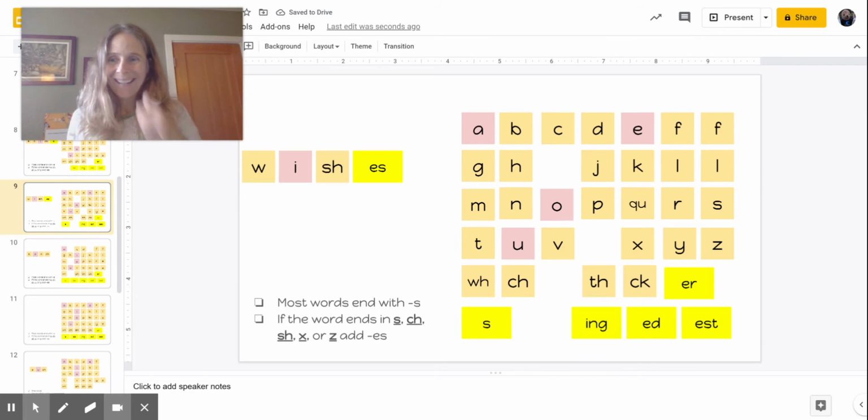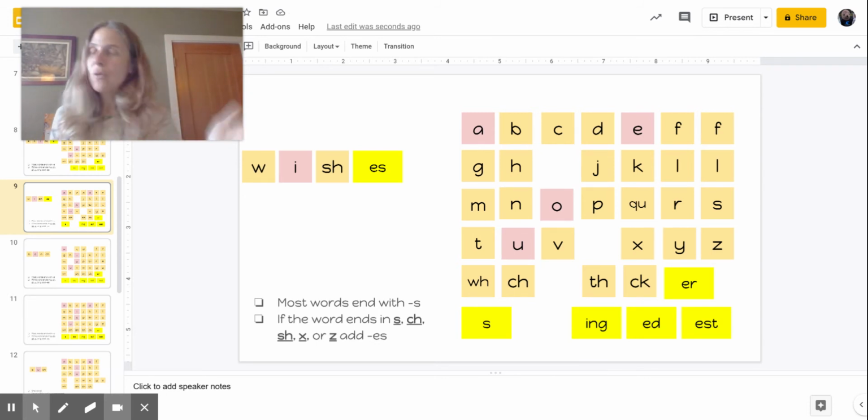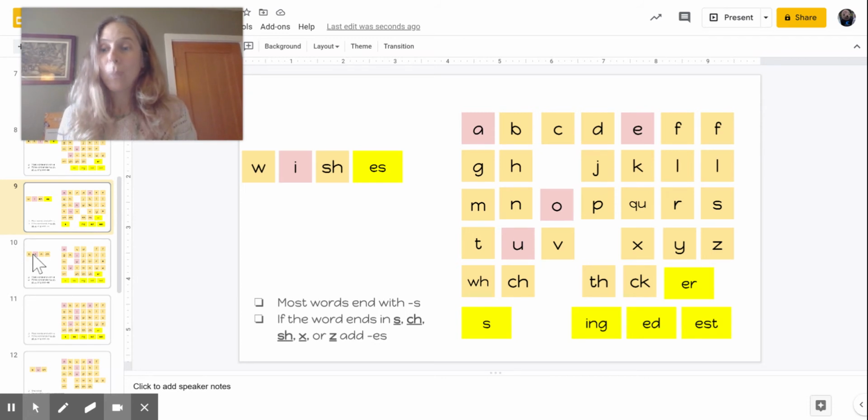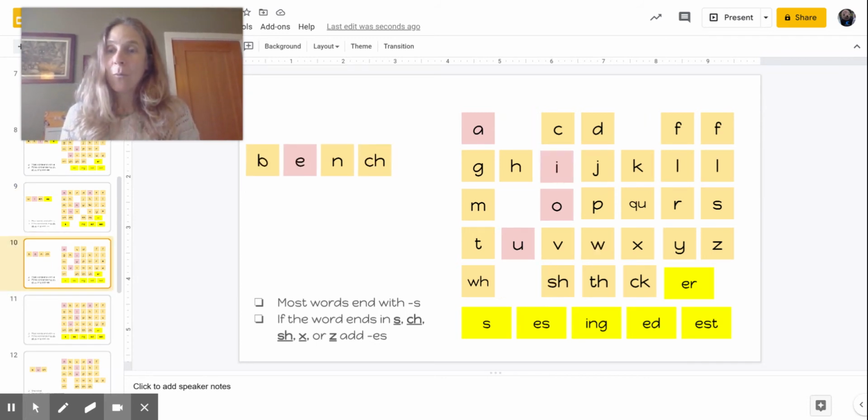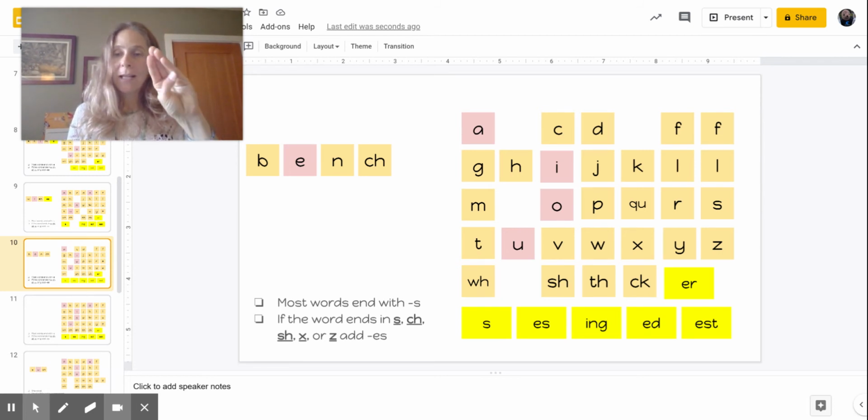Did you get that right? Awesome. Again, you can be writing along with us if you want. That would be helpful. We're going to be marking some words in just a minute. Now let's take a look at one more. This word is bench. B-E-N-C-H. Bench.